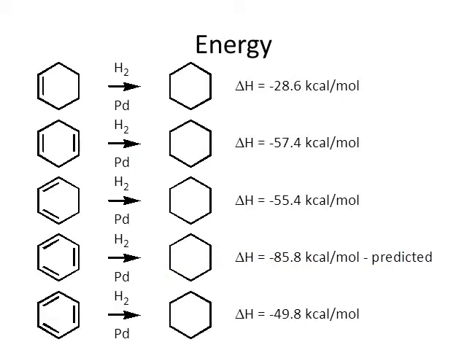When you go in the lab and test this, you find out that the hydrogenation of benzene leads to cyclohexane, and this process is exothermic by 49.8 kilocalories per mole. This is between 30 and 36 kilocalories per mole more stable than you might have predicted based on what you already knew about alkenes and even conjugated alkenes.